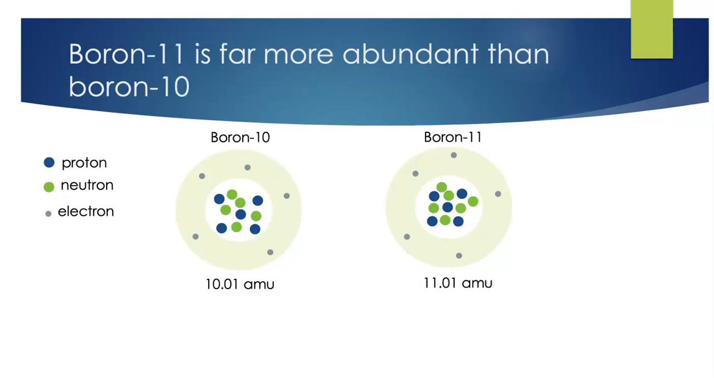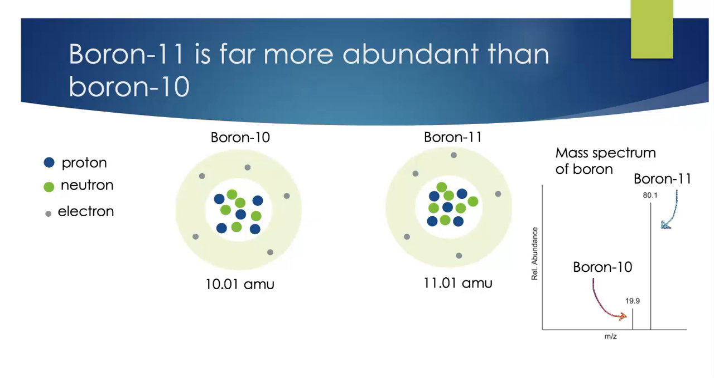Now, the other relevant part is that boron 11 is far more abundant than boron 10. If we look at a very large sample of boron in nature and we start looking at the masses of the different isotopes and how common boron 10 is versus boron 11, it turns out that 80% of all the boron atoms that we find in the world have a mass of 11, and 19.9% of them have 10 for their mass. All right, we can see that on this mass spectrum of boron.